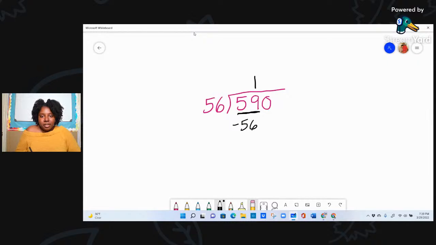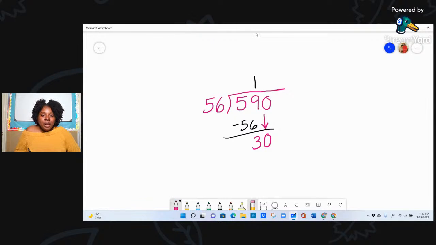Yeah, so smart. Okay, so 59 minus 56. 9 minus 6 is 3. 5 minus 5 is 0. I'm going to have to bring down this 0 because 56 can't go into 3. And can 56 go into 30? Now, this is what makes this question harder, because usually when we get to this point, 56 could go into something else, but it can't.